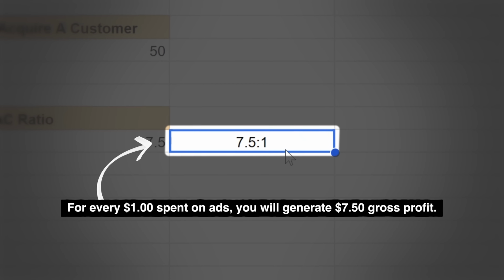Now, what that means is that for every dollar that we're spending on ads, we are generating $7.50 in gross profit, which is fantastic. That's a really, really good number. What we're aiming for when it comes to targets here is anything really above a 3. And you might be thinking, well, why not a 2? Why wouldn't 2 work? Surely $1 in, $2 back is great.